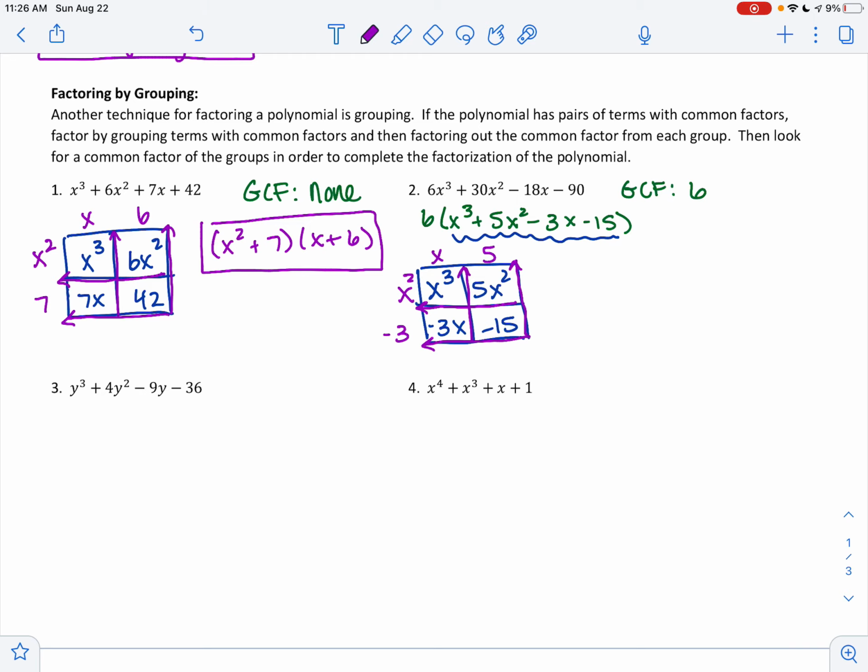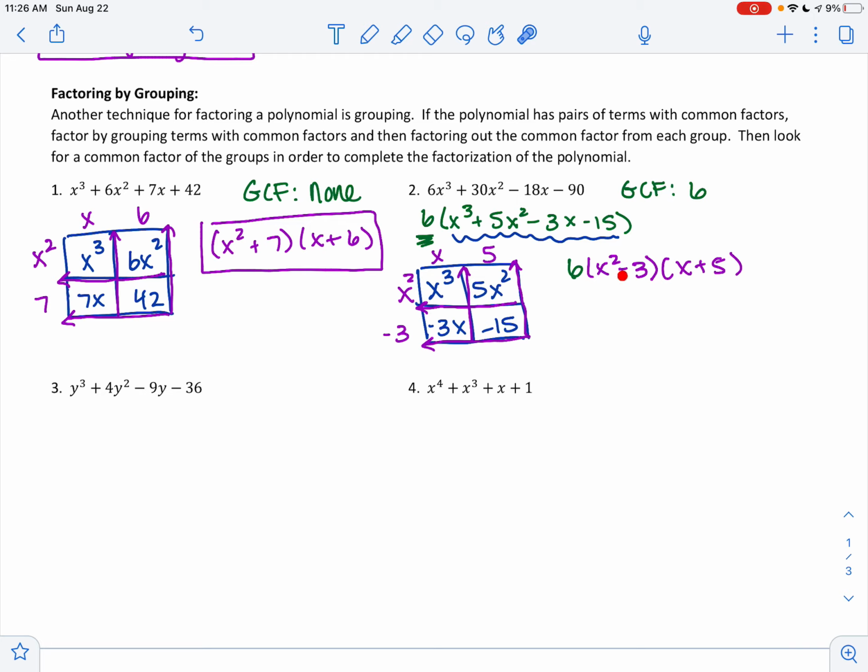So right now, my factors are 6 from my greatest common factor times x squared minus 3 times x plus 5. I want to check to see if each one of these factors is factored completely. Well, 6 is just a constant, so there's nothing left to factor there.